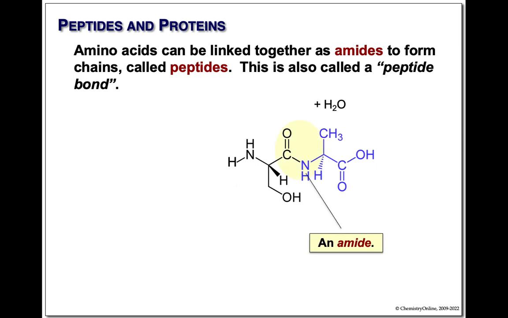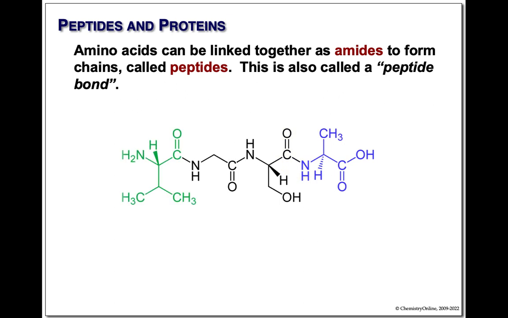We have made an amide. This is called a peptide bond. Again, that's a biological term for the functional group amide. We still have the carboxylic acid out here and amine here, so we can do this over again. And we make what's called a peptide. Peptides are amino acids linked together, each of them through an amide bond.